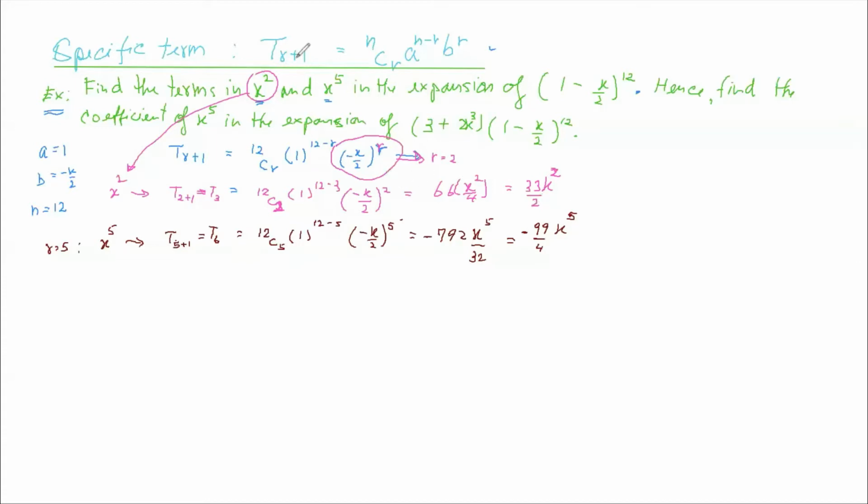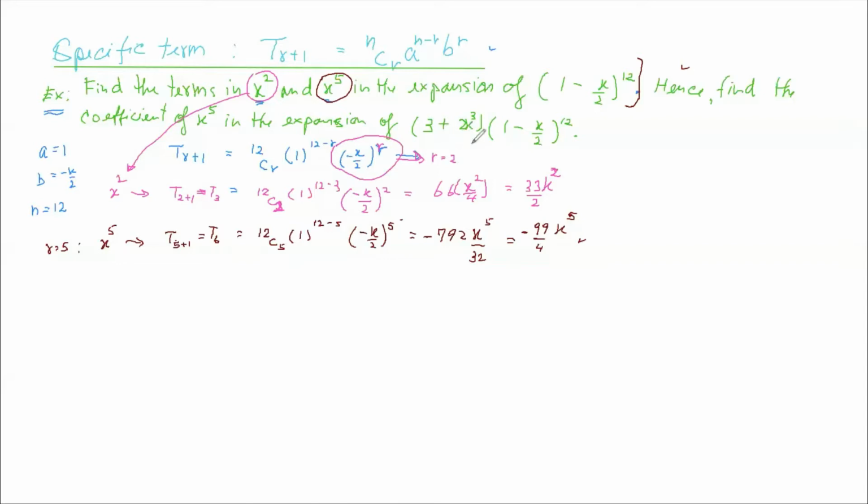So we got it here: when we find the term in x power 5, it equals this one. That means x power 5 is term 6, and x power 2 is term 3. Now we have finished the first one. Then we do the second one here: find the coefficient of x power 5 in the expansion of this times this.